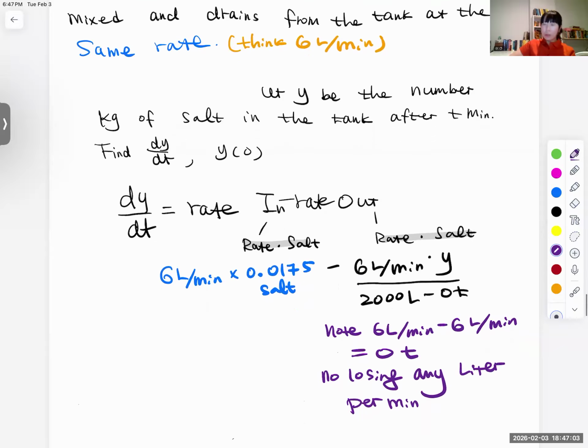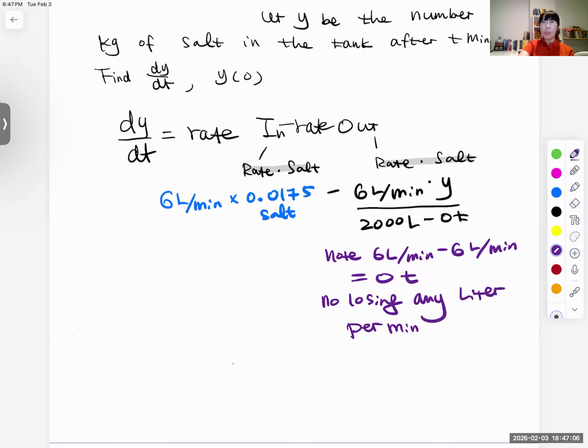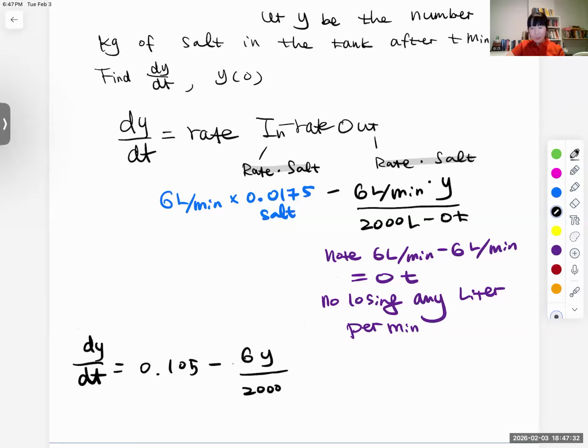Okay. Now, first term, can you please calculate? So we have dy over dt equal to 6 times 0.0175. So it's 0.105, good. And second term, we have 6y over 2000. Second term is 0, right? Okay. Same unit.